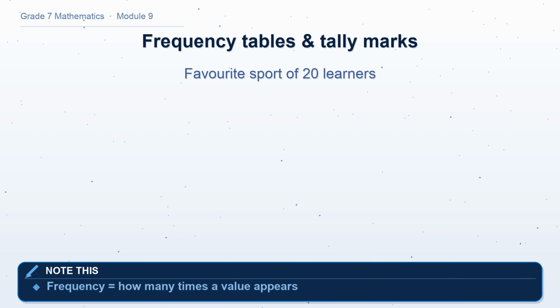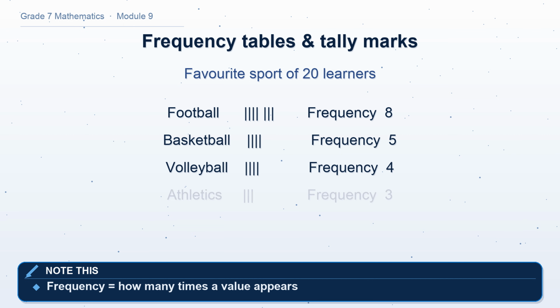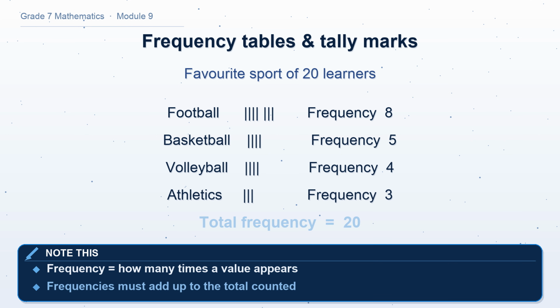Once we have raw answers, a frequency table puts them in order. Frequency means how many times each value appears. As we count, we record each answer with a tally mark, and we cross the fifth mark through the first four, so every complete group stands for 5. Counting the sports of 20 learners, football scores 8, basketball 5, volleyball 4, and athletics 3. When we add the frequencies, they total 20, the number of learners we asked, which tells us the table is complete.